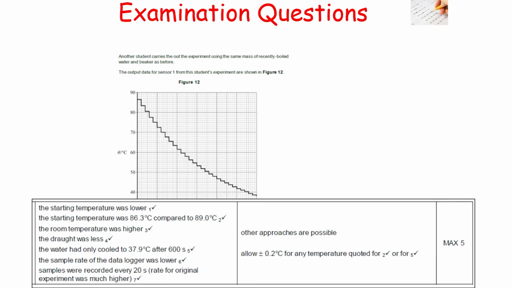So as a result, the room temperature is higher, and therefore the draft is also less, because it's not decreasing as quickly, because it only cooled by 38 degrees after 600 seconds. So therefore we can indicate that that was an issue.